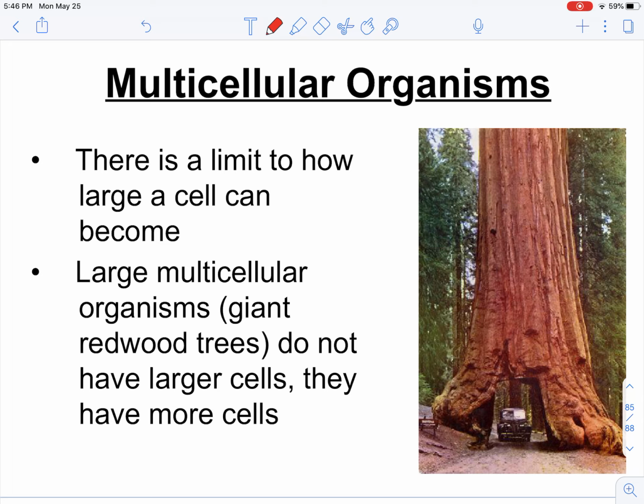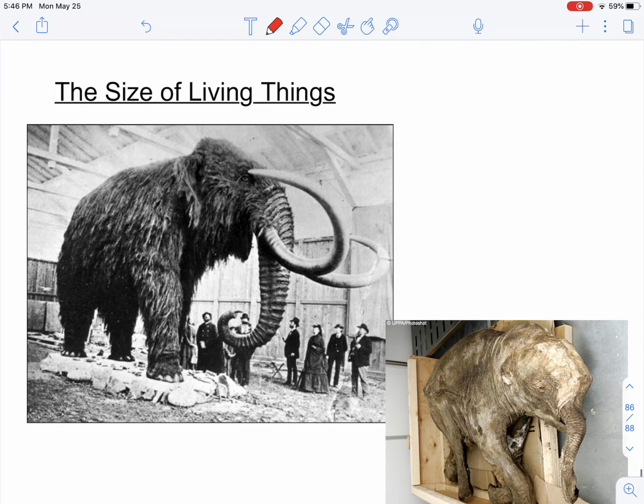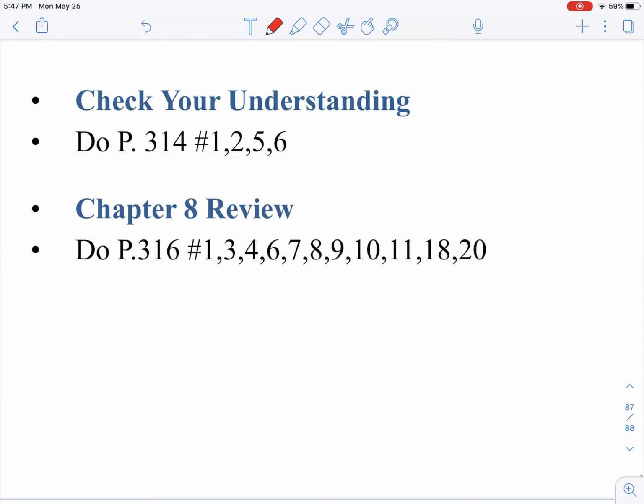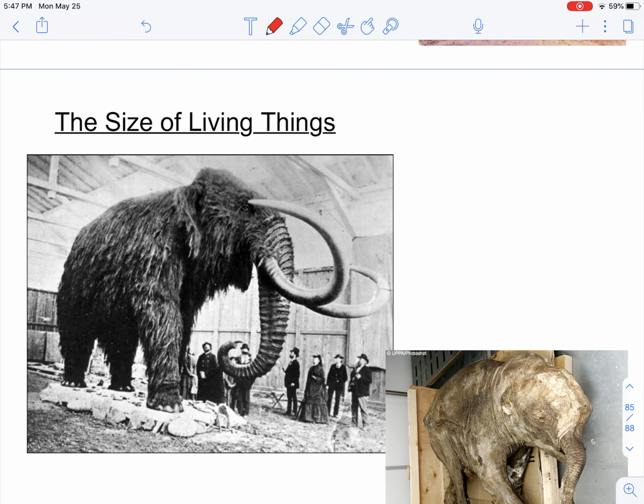Multicellular organisms, like a large tree, are definitely not one big cell. It doesn't have bigger cells. It just has more cells. So the bigger the organism, the more cells it has. Cells cannot be much bigger than maybe 1 millimeter in diameter, and the biggest cell there is would be an egg cell of humans. Otherwise, they're all very, very tiny, and that makes them efficient at transporting materials.